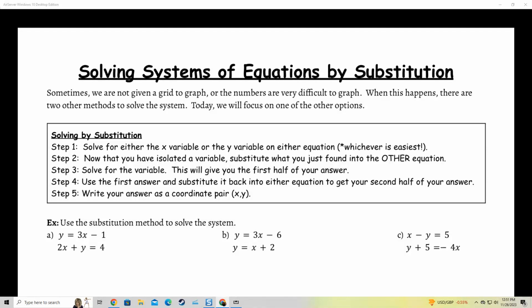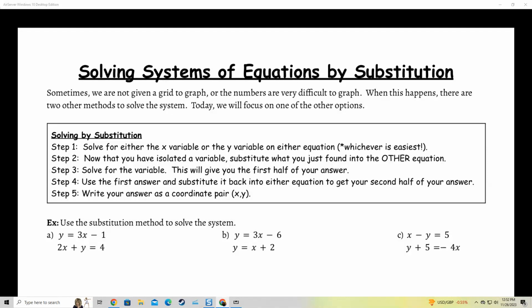Once we have one of those variables solved, we isolate the variable, which is already done. We're going to substitute what we just found into the other equation. Once we have it substituted into the other equation, we solve for the remaining variable. That gives you the first half of the answer, so in most cases you'll get x equals a number or y equals a number. Then you use your first answer and substitute it back into either equation. It doesn't matter which one. That gives us the second half of the answer. Then we write our answer as an x, y pair, and we will be done.